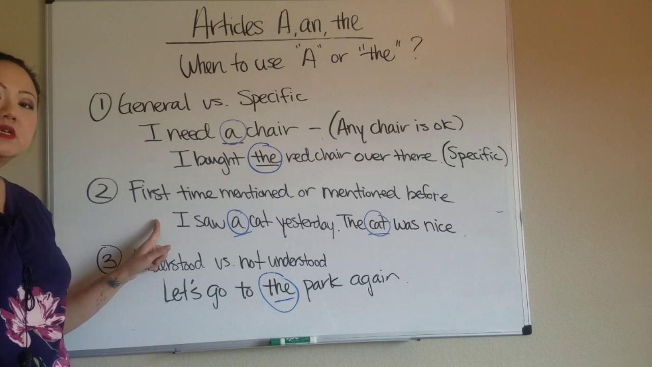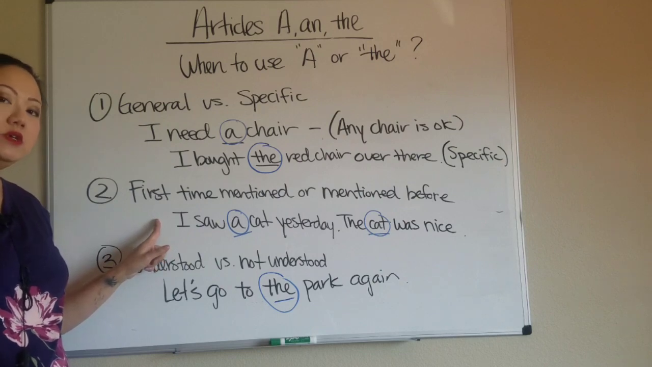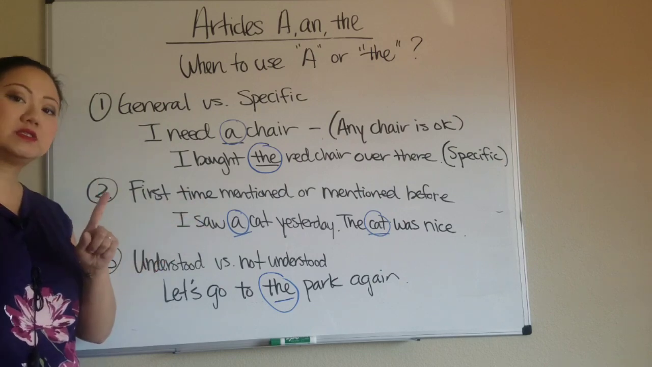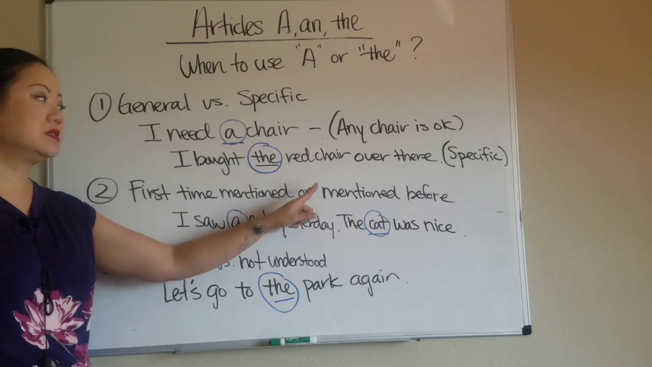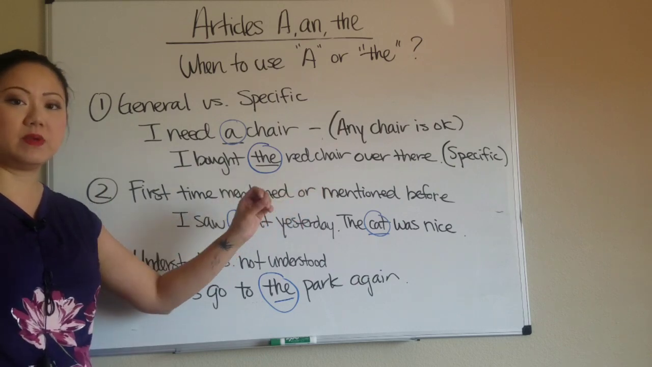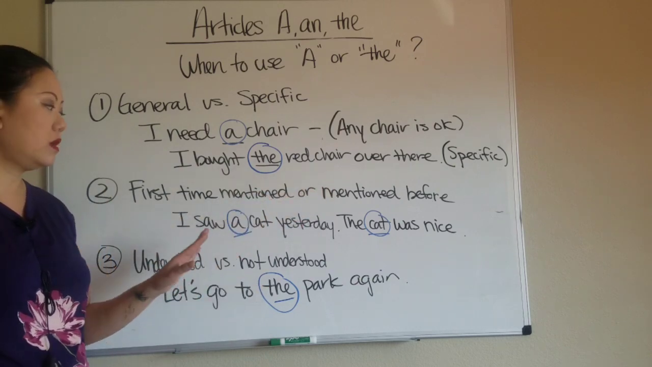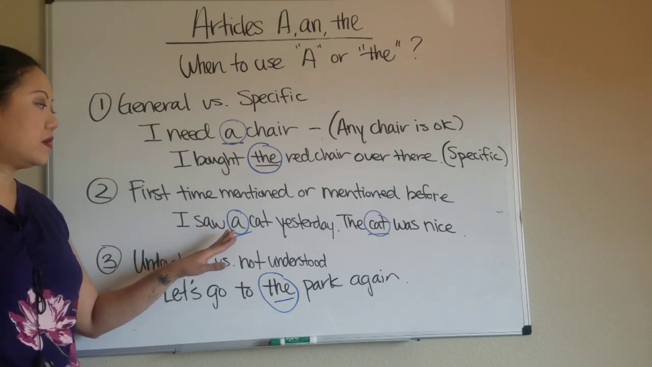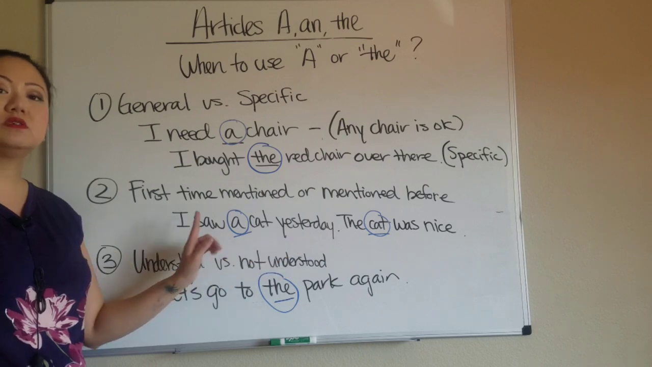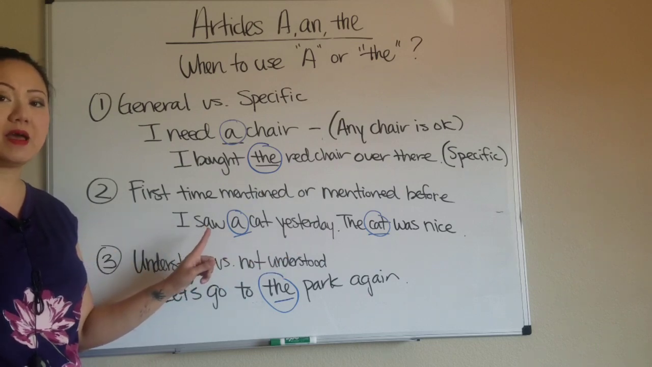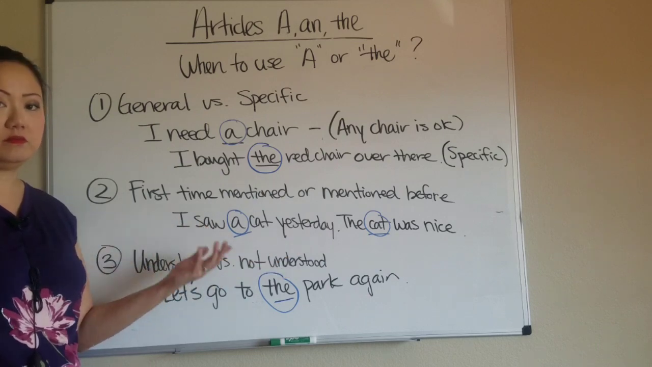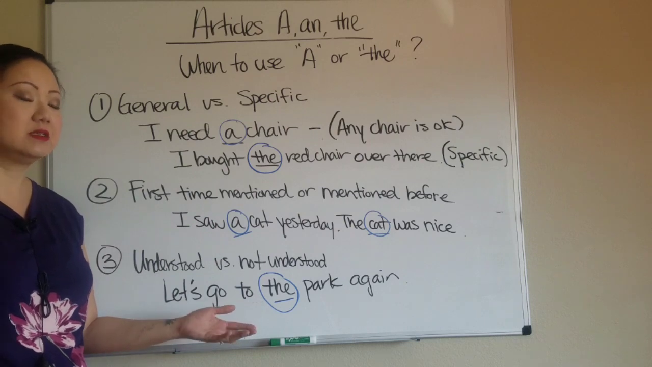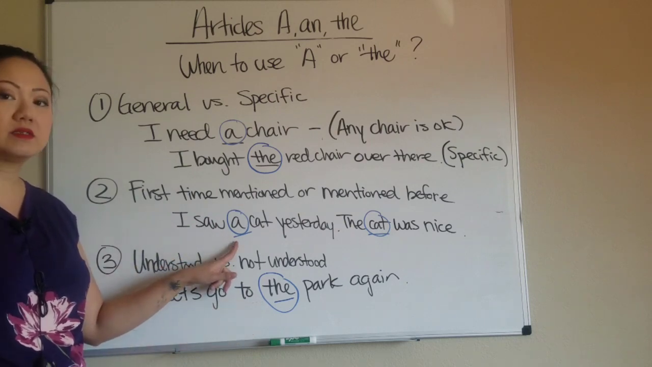Second situation you need to consider is the item you're talking about mentioned the first time? Or is it mentioned second, third, fourth, fifth time, mentioned before? So I would say in my writing or my speaking, I saw a cat yesterday. This is the first time I'm talking about this cat. So if it's non-specific, this time we're going to use a cat.